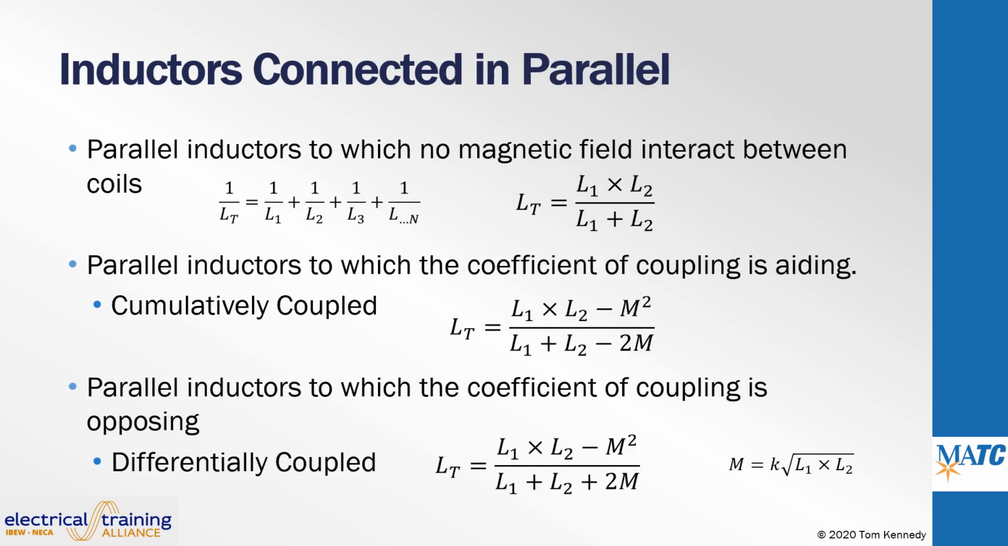Parallel inductors that have no magnetic coefficient of coupling can use the regular parallel formulas to find the total inductance. When parallel inductors have magnetic fields that interact, the coefficient of coupling will create additional CEMF or reduce the CEMF present in the inductors. These need to be included when calculating total inductance of parallel coils.